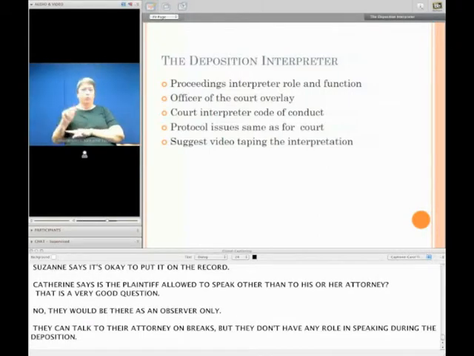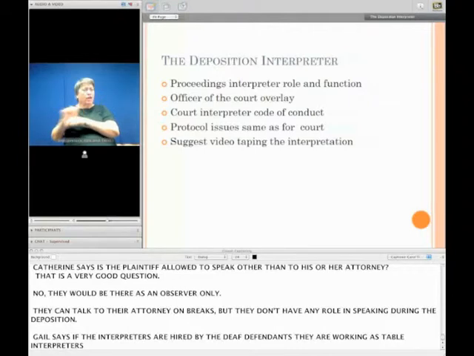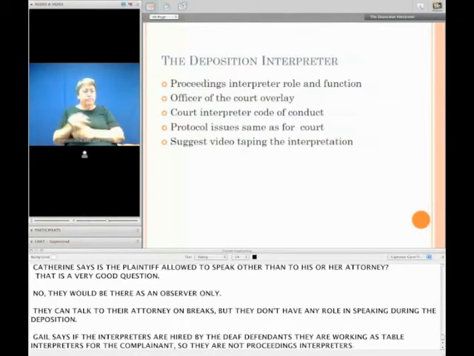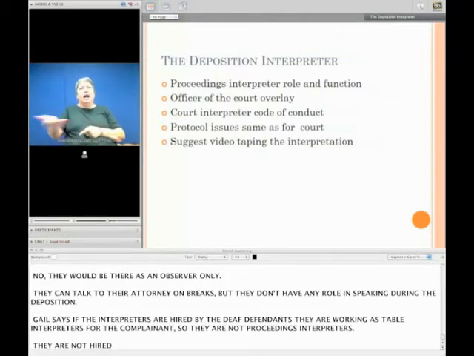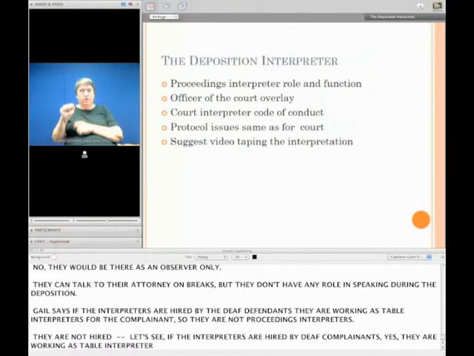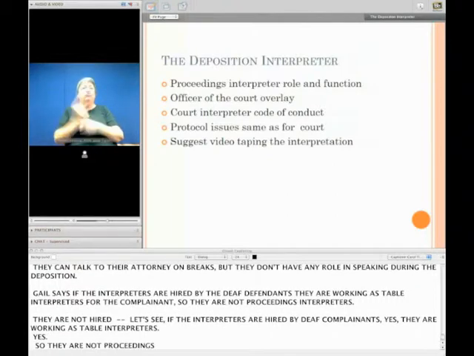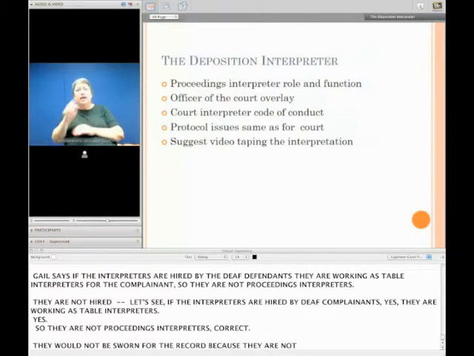Gail says if the interpreters are hired by the deaf defendants, they are working as table interpreters for the complainant, so they are not proceedings interpreters. If the interpreters are hired by deaf complainants, yes, they are working as table interpreters, so they are not proceedings interpreters. Correct. They would not be sworn, for the record, because they're not interpreting any witness testimony for the record.